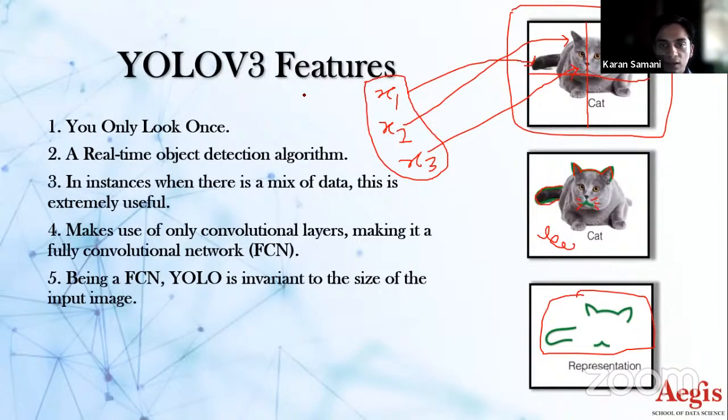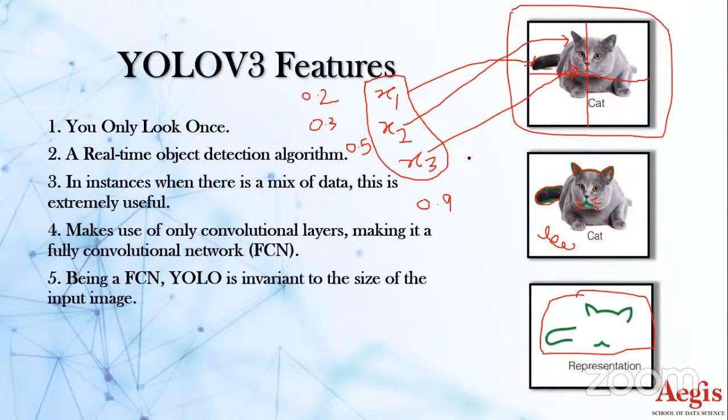For example, if the value of x1 is 0.2 and the value of x2 is 0.3, it means he's 20% sure that this is a tail, 30% sure that this is an ear, and 50% sure that the algorithm has seen a whisker. If we add all this up, we get 0.9. So 0.9 means the algorithm predicts that it is 90% a cat.